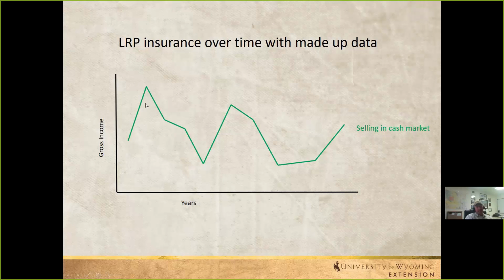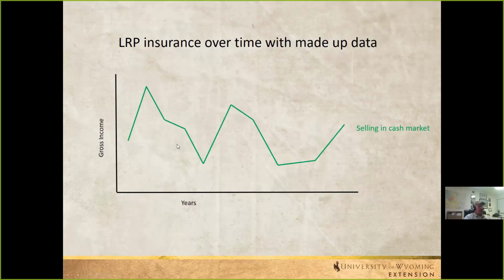If all I did is take my cattle and sell them October 1st at the sale barn every year, this might be what my income variation looks like over time, just based on the fluctuations in the market. If I use something like LRP insurance, then my total returns are going to change over that time. Let's look at how it would play out.